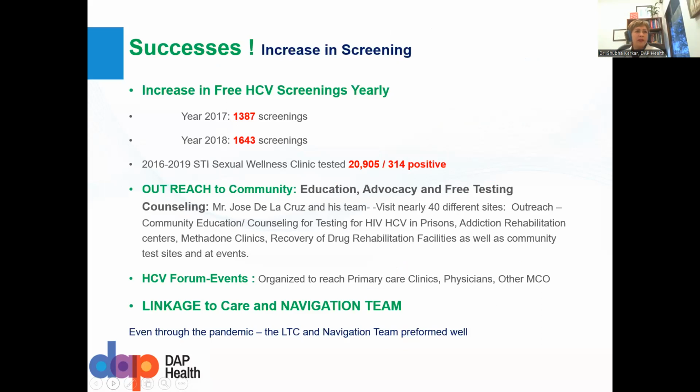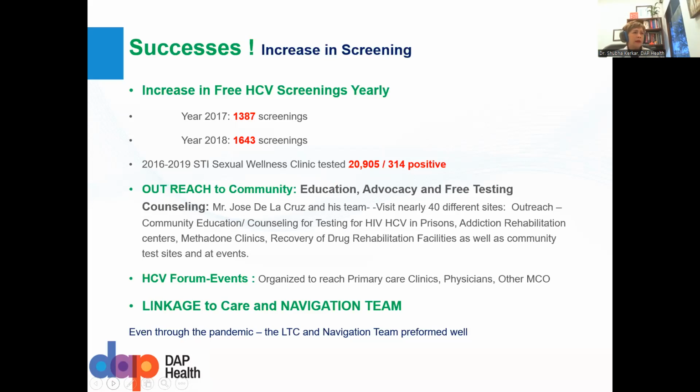So what were our successes? We did demonstrate that there was an increase in free Hep C screenings on a yearly basis until, of course, 2020, when we had to split because of the COVID pandemic.